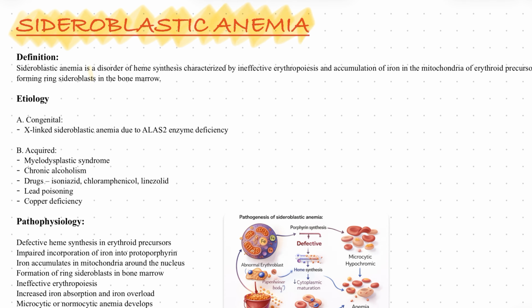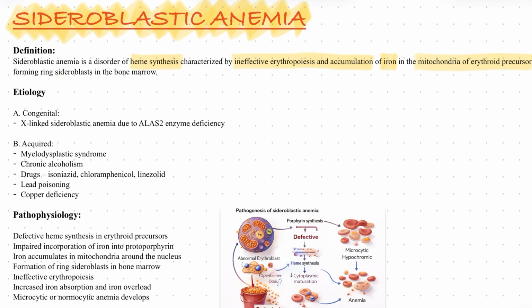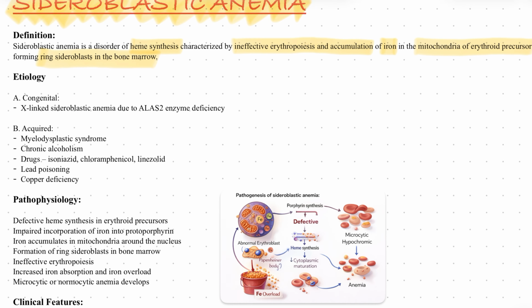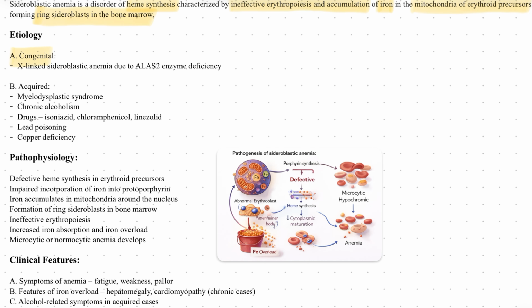Definition goes like this. It is a disorder of heme synthesis characterized by ineffective erythropoiesis and accumulation of iron in mitochondria of erythroid precursors, forming ring sideroblasts in the bone marrow. Just remember, in the definition you learned that excess iron deposition takes place in the mitochondria, which leads to ring formation. We call it sideroblast in bone marrow.